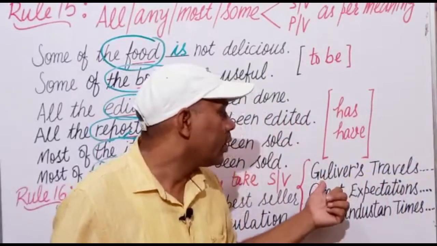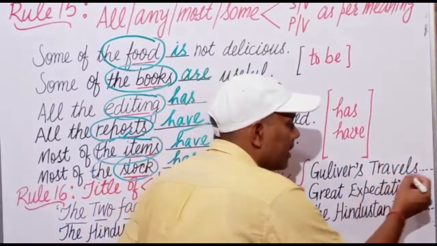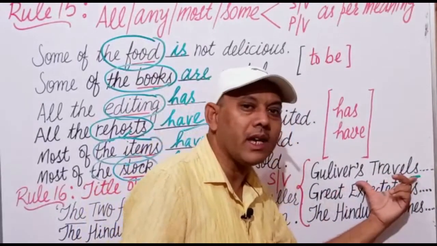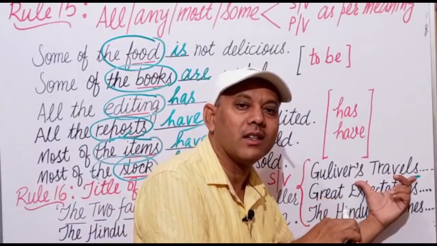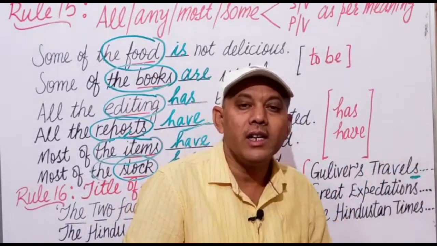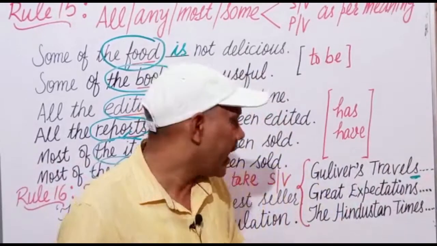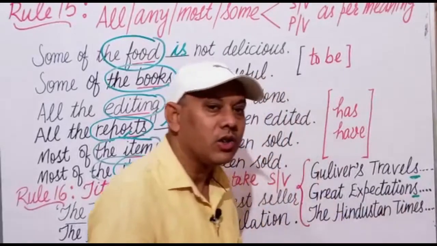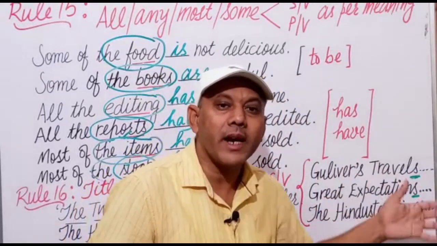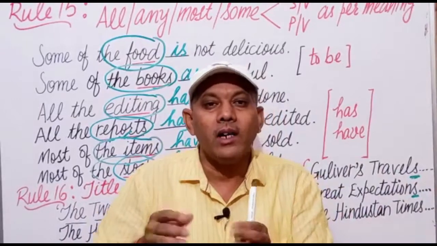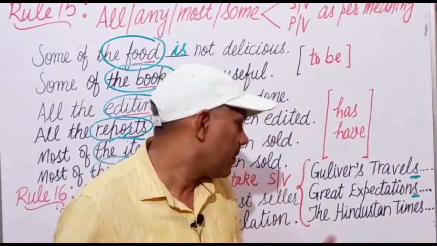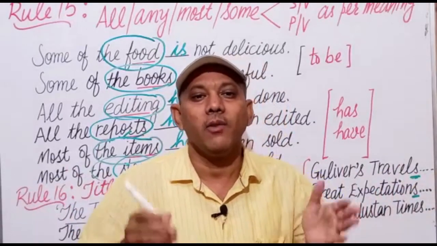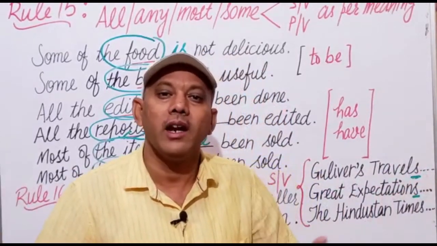फॉर एग्जाम्पल, Gulliver's Travels. Again, keep this in your mind. This s does not make it a plural noun, a plural subject. Gulliver's Travels is a wonderful story. Next is Great Expectations. Now, this is the name of a novel. Great Expectations is a novel written by Charles Dickens. The Hindustan Times is a well-known daily English newspaper of India.